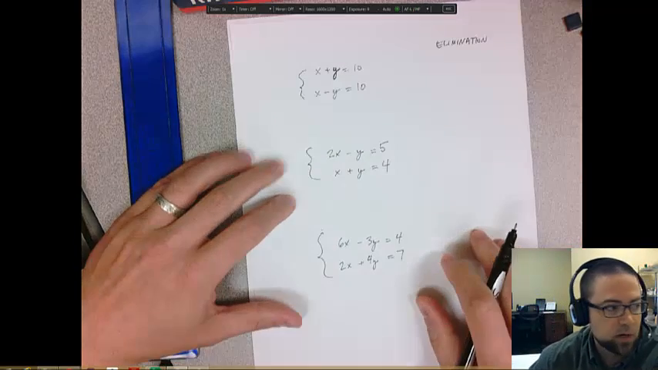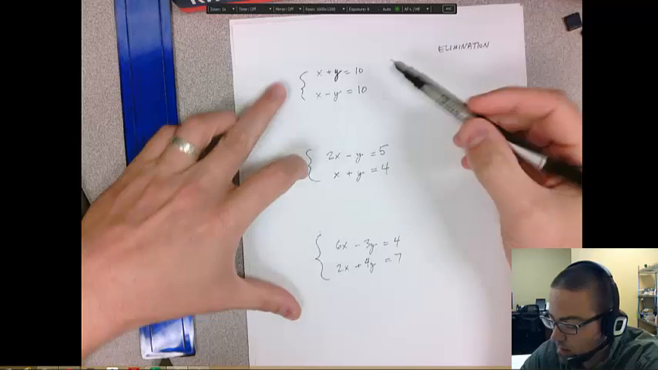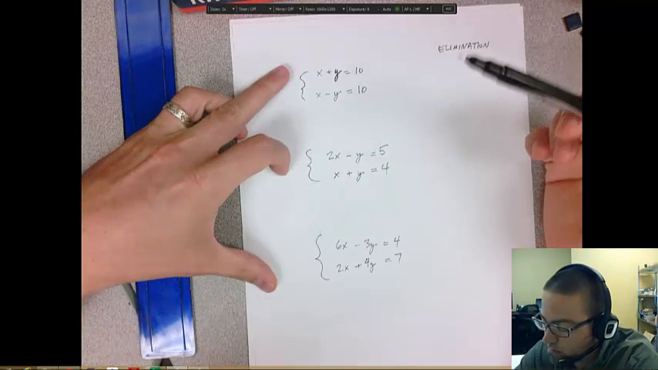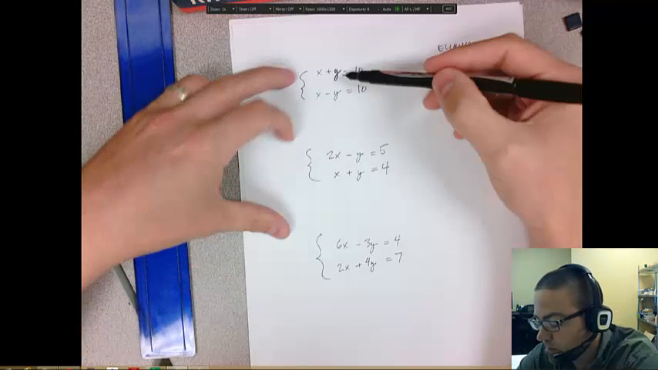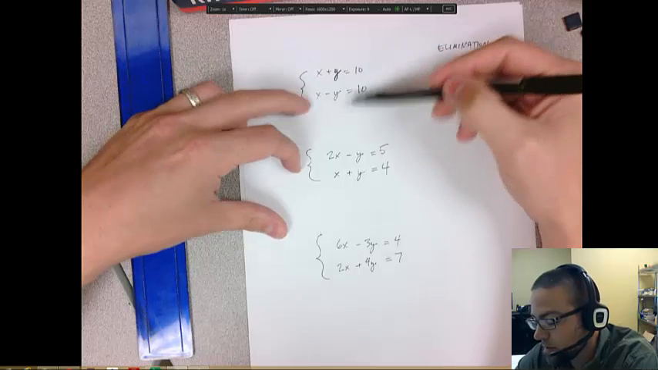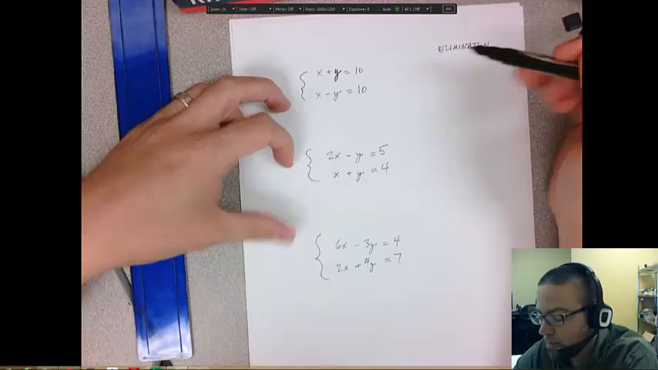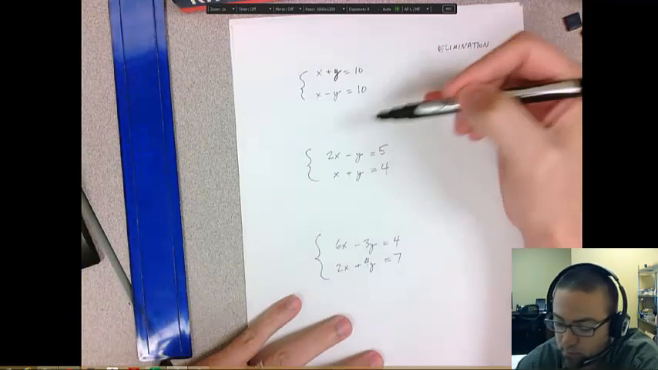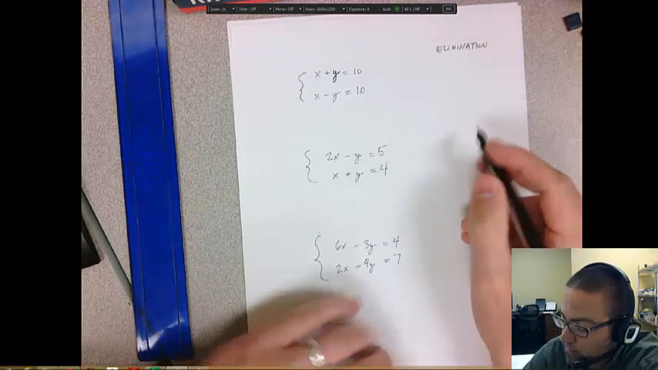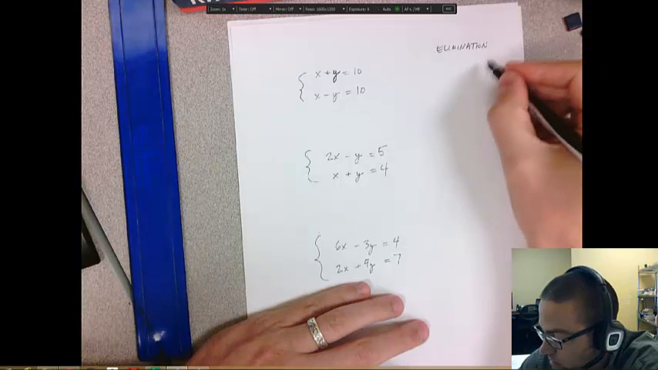Okay, so we're going to talk about the elimination method now. The way the elimination method works is that when we combine these two equations, one of the variables you want to drop out or eliminate so that you can just solve for one of the variables. And when you have two equations, so let's look at this.